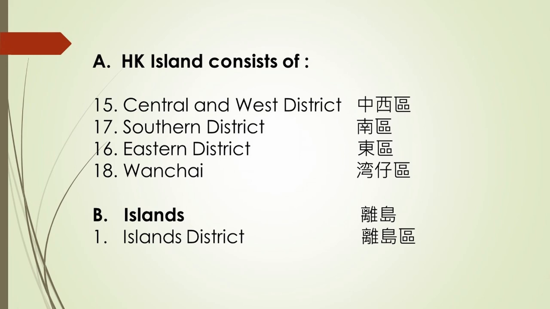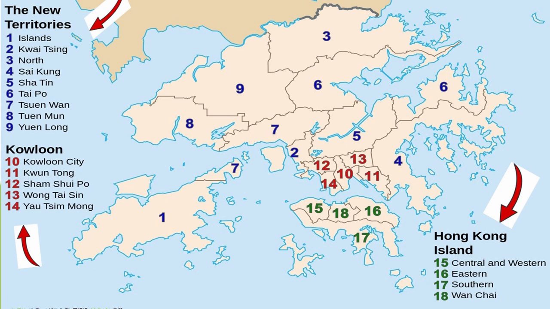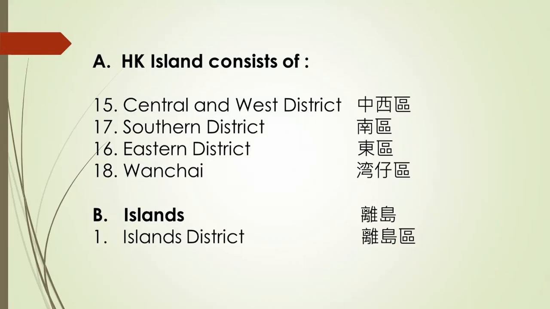A. Hong Kong Island consists of number 15, Central and West District. The number 15 is the location where you can find the district on the map. Okay, let us go.